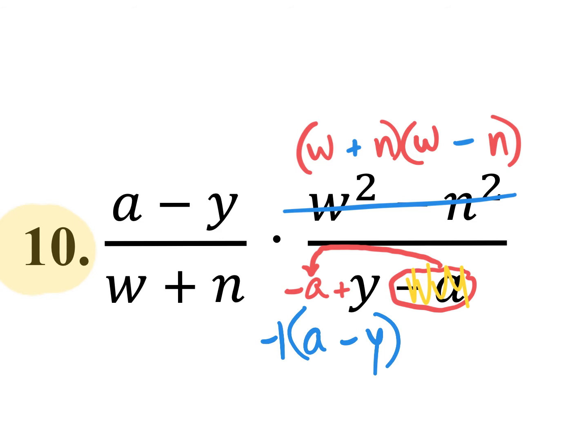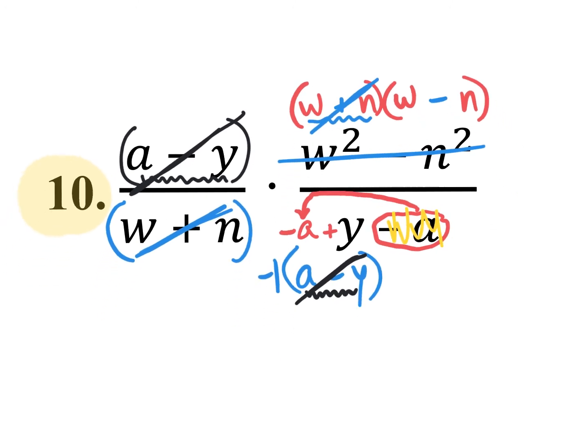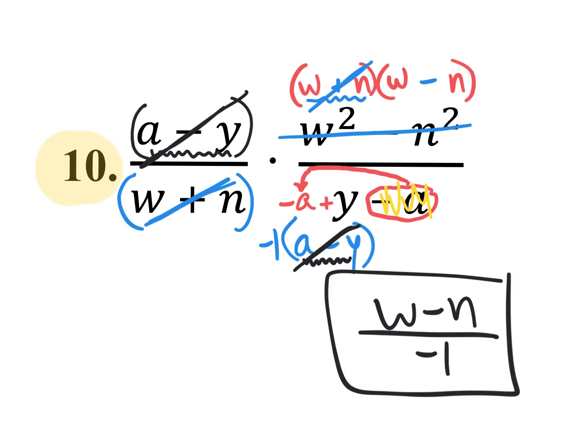And as you could see, now that we have factored everything possible, we could cancel this entire binomial, a minus y, with that entire binomial, a minus y, cancels out. We could also cancel out this w plus n with this w plus n, cancels out. What's left? We have the final answer, w minus n over a negative 1. This is a perfectly acceptable answer.